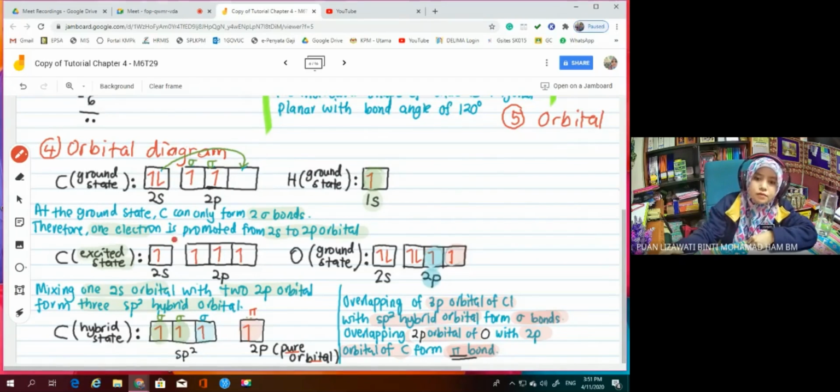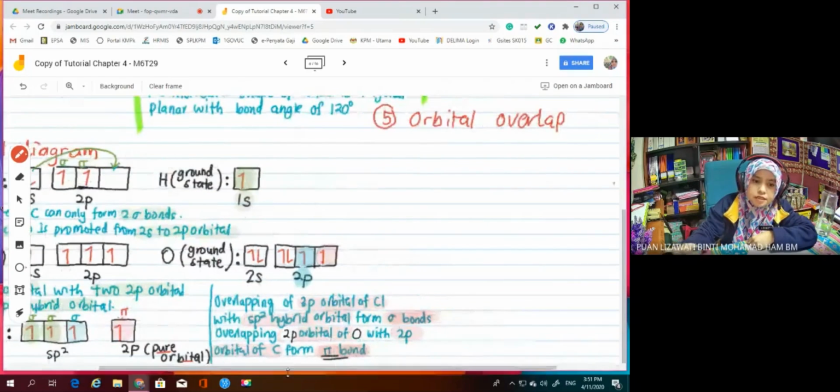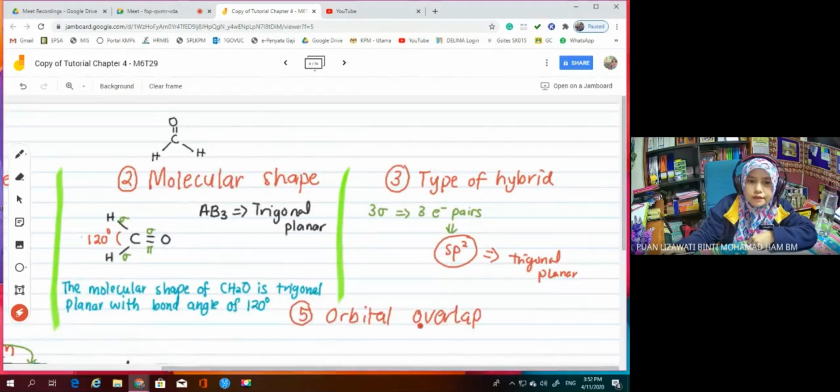Okay. Now, here is how you can write the explanation. This is a sample explanation. Overlapping of the 2p orbital of oxygen with the sp2 hybrid orbital forms a sigma bond. And overlapping of the 2p orbital of oxygen with the 2p orbital of carbon forms the pi bond. The easier way to draw the overlapping of pi, we can choose this shape.